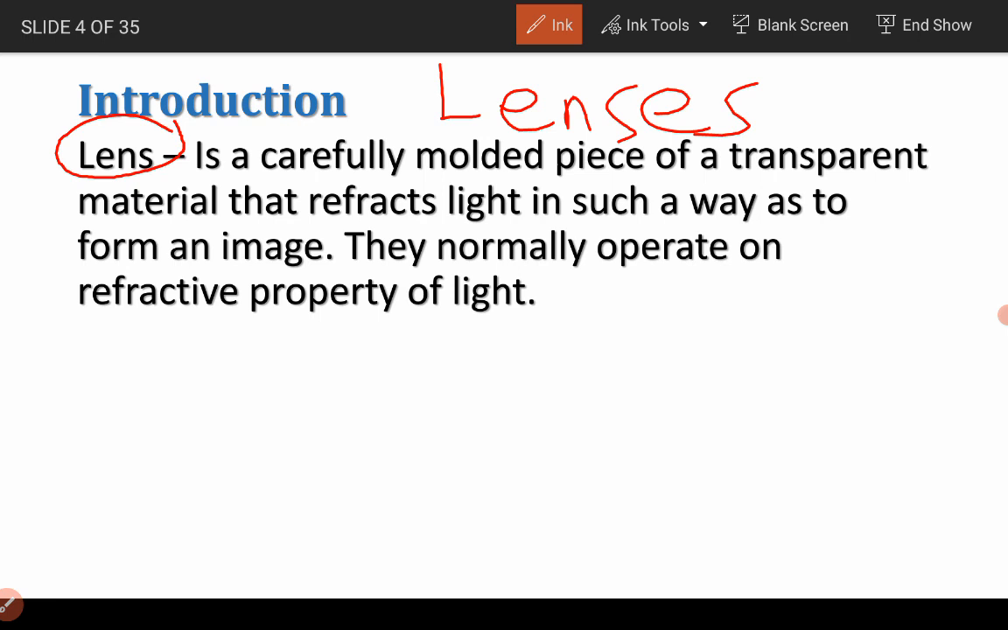So one is called a lens. Two or more are called lenses. So don't think that because there is an S at the end, that should be plural, so that one can be called a lens. There's nothing like lens with an S for one. It is a lens. One lens, several of them, lenses.